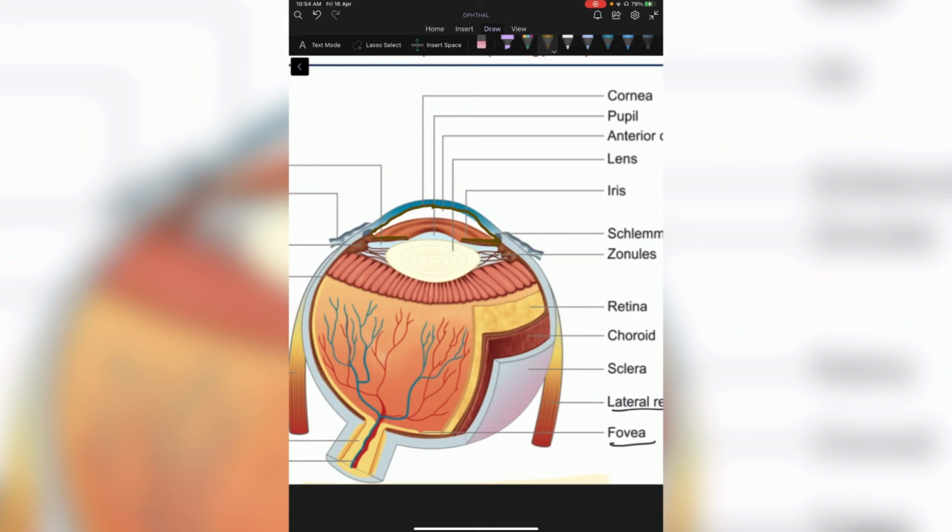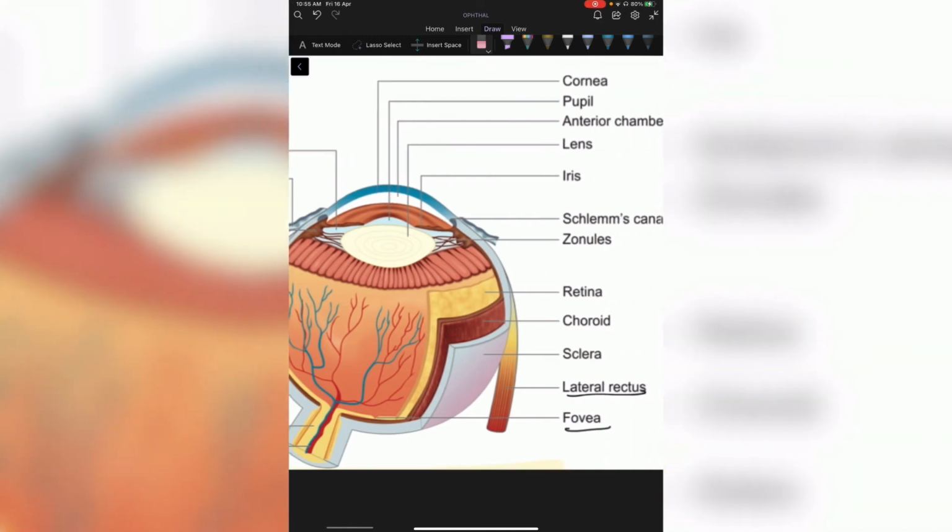Now let us take another color and see the posterior part of the iris and the anterior part of the lens. The lens along with the zonules, and laterally the ciliary body, form the posterior chamber. Right, so this is what your posterior chamber is.